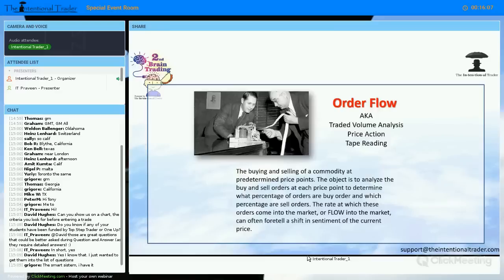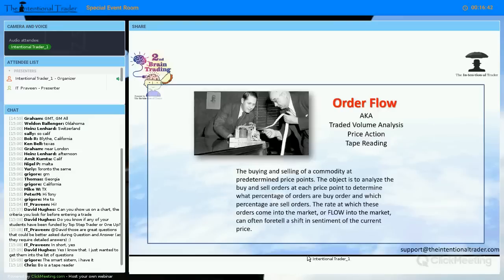If you've been in trading at any time at all, you understand what reading the ticker tape was. That's what mostly retail traders or small companies would do to try to understand what the smart money is doing, what the big boys are doing. They're trying to analyze all the buy and sell orders at each price point to determine what percentage of orders are buy orders and which are sell orders, and the rate at which these orders are coming into the market, or the flow into the market. This can often tell us what's about to happen next.